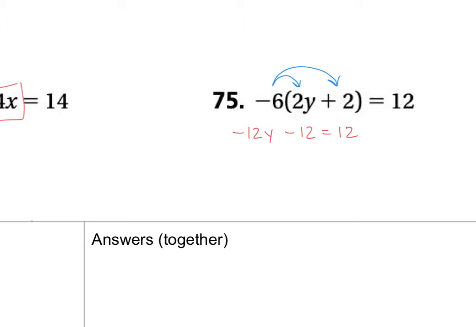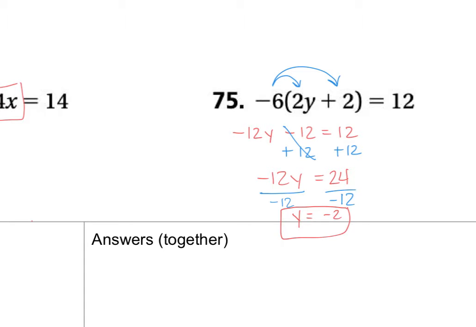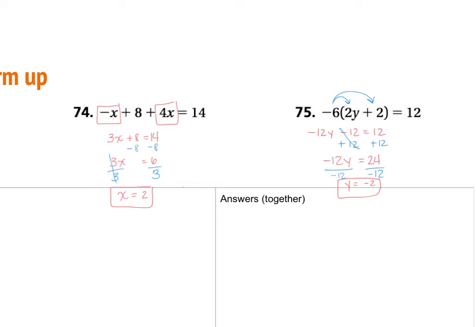So a lot of 12s going on. Now, we want to get the y by itself, so we have to add 12 to both sides. These 12s cancel, and what you're left with is negative 12y equals 24. You can divide by negative 12, divide by negative 12, and you're going to get y equals negative 2. And that's how you do the warm-up.